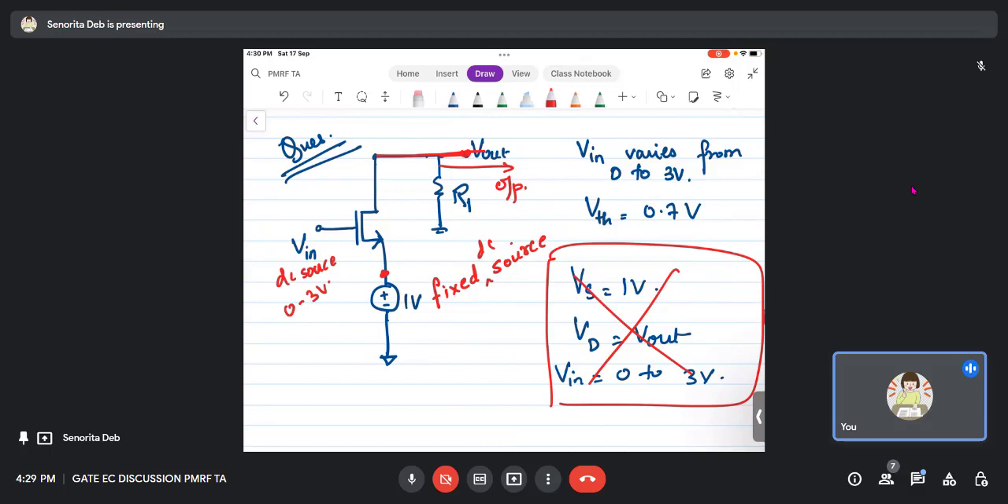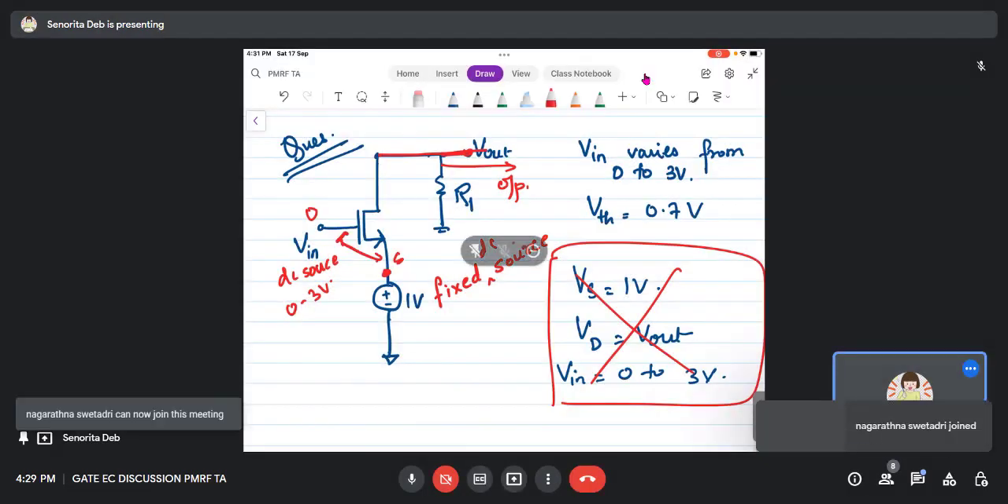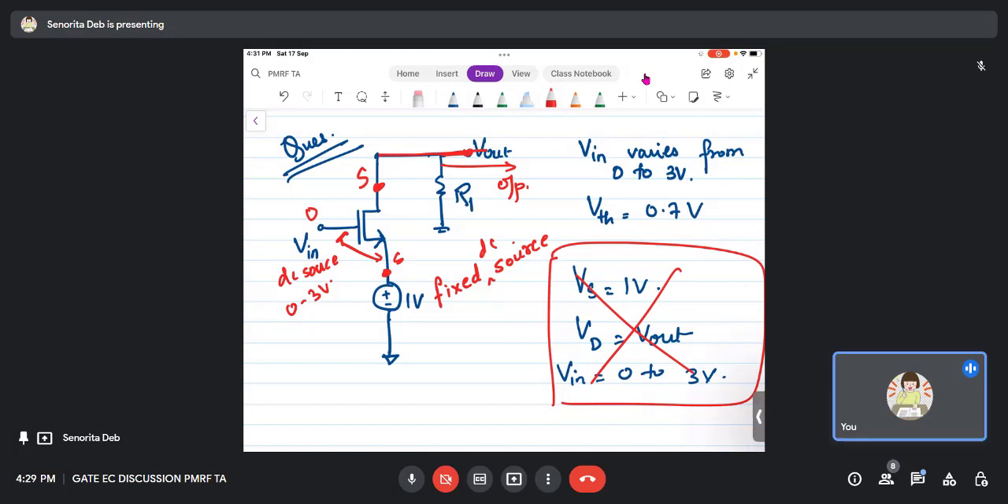Now Vin is again a DC source, which is varying from 0 to 3 volts. So I know that when Vin is 0, the MOSFET is off. Considering this is source, then VGS will be something negative, right? And even if I consider this source, then also there is no V out. So the MOSFET is off. Is this point clear? Initially the MOSFET is off. Or should I repeat?